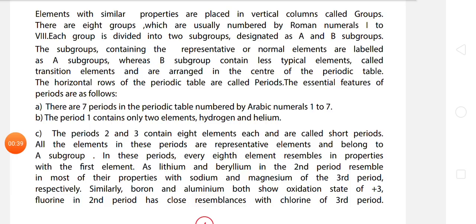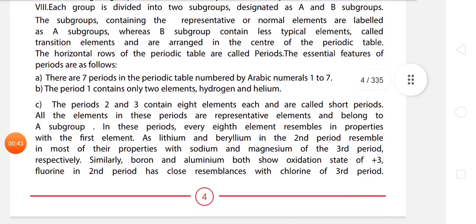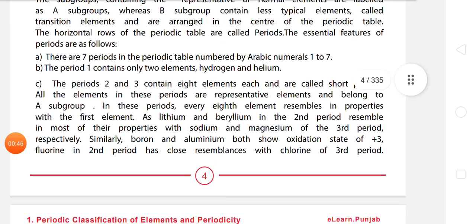The horizontal rows of the periodic table are called periods. The essential features of the periods are as follows. There are 7 periods in the periodic table, 1 to 7. Period 1 contains only 2 elements, hydrogen and helium. Periods 2 and 3 contain 8 elements each and are called short periods. All the elements in these periods are representative elements and belong to A subgroup.